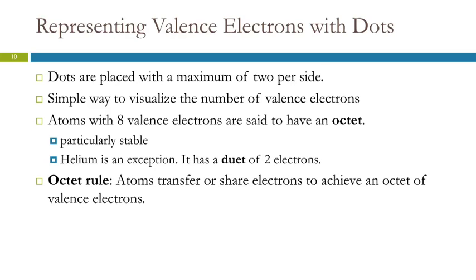So we have what we call the octet rule, and this is an important concept in chemistry. Atoms transfer or share electrons to achieve an octet of valence electrons. So we talked about how the noble gases have 8 valence electrons, and that's a particularly stable situation. The other atoms, the other elements, are going to try to get that 8 valence electron configuration by either sharing electrons with somebody or losing or gaining electrons. And so in the Lewis model, that's driving the formation of bonds.